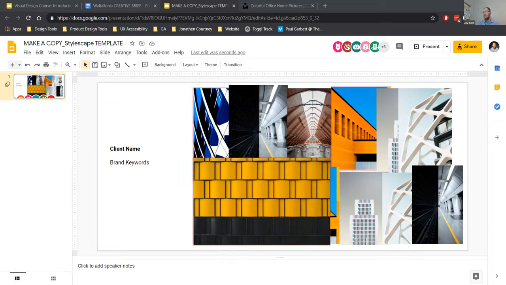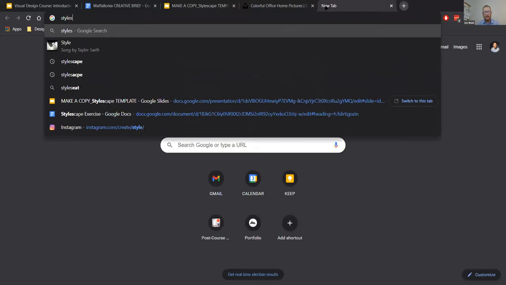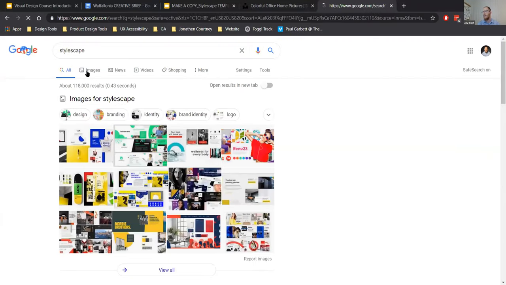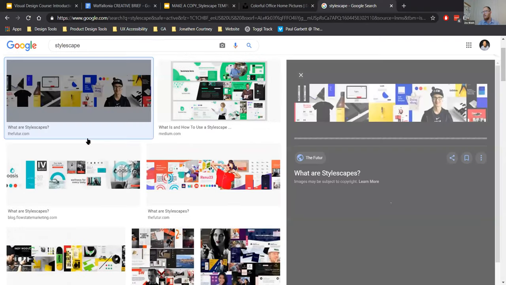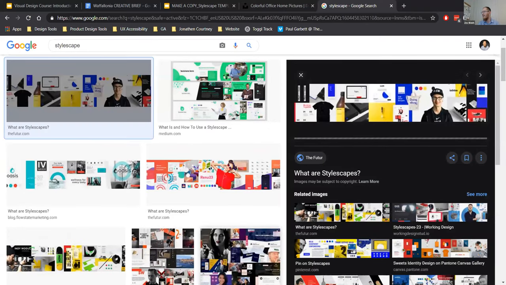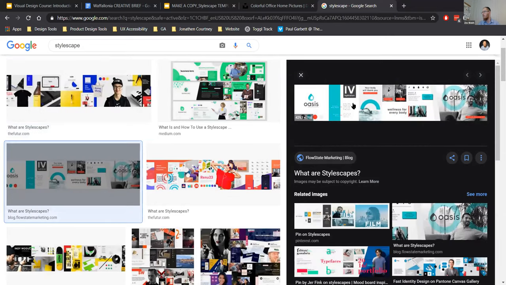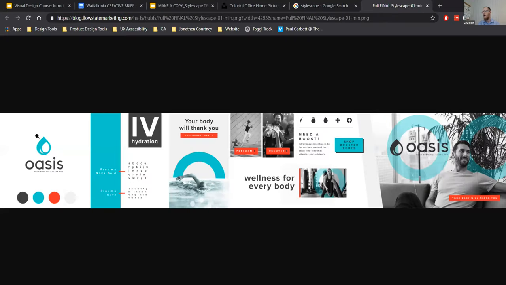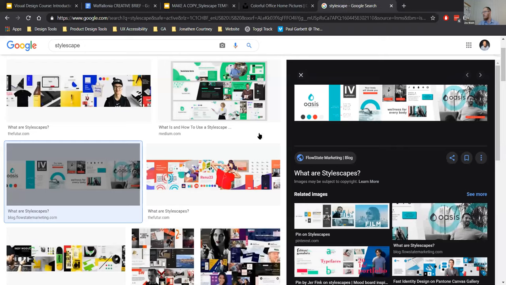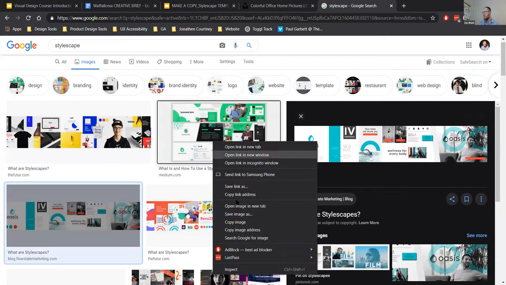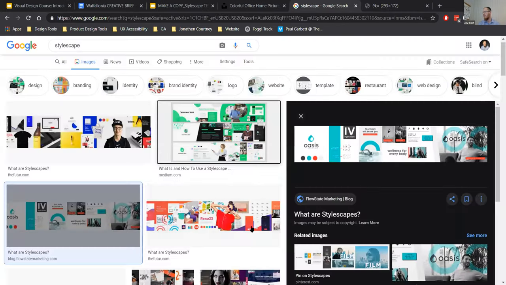And I think the value of this will really depend on how interested you are in trying to do a good job, right? Because I can't grade this. But also if you Google stylescapes, you'll see that it's a thing that large agencies do, not only graphic design agencies. Here, what are stylescapes? An article about it. Or an example of how a bunch of different elements can go and tell a brand story on a single document. This is more like a brand presentation.